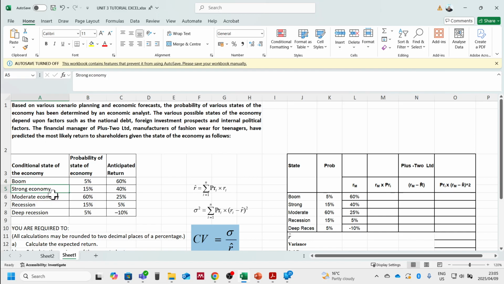And when the state of the economy is under strong economy, we normally receive an average of 40% return for our shareholders, and the probability of this occurring is 15%. Whereas under moderate economy, the probability of this occurring is 60%, which means that this is mostly the likely one that normally occurs or that we are currently in. And the normal anticipated return is 25%.